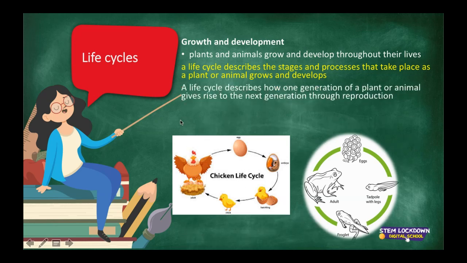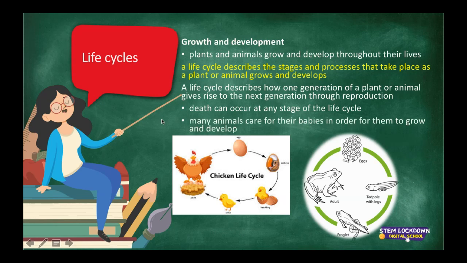A life cycle describes how one generation of a plant or animal gives rise to the next generation through reproduction. That can occur at any stage of the life cycle. Possibly some of you have a dog where you stay, and let's say your dog gives birth to puppies. Some of the puppies, in most cases, do not make it into life. They die instantly after their mother gave birth.